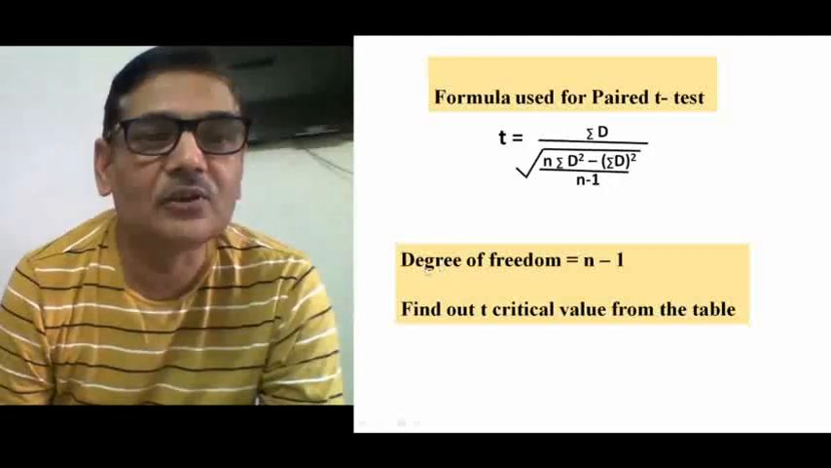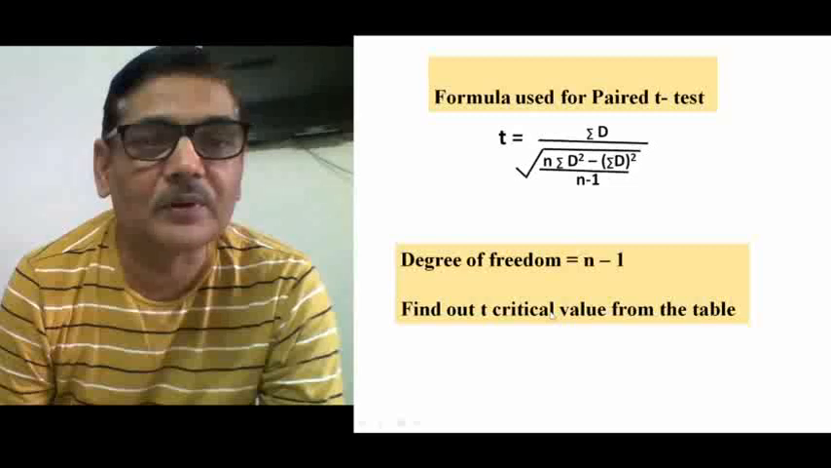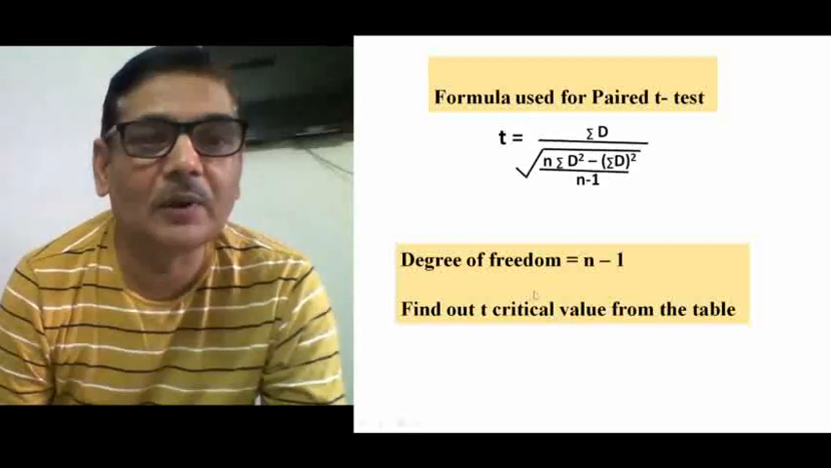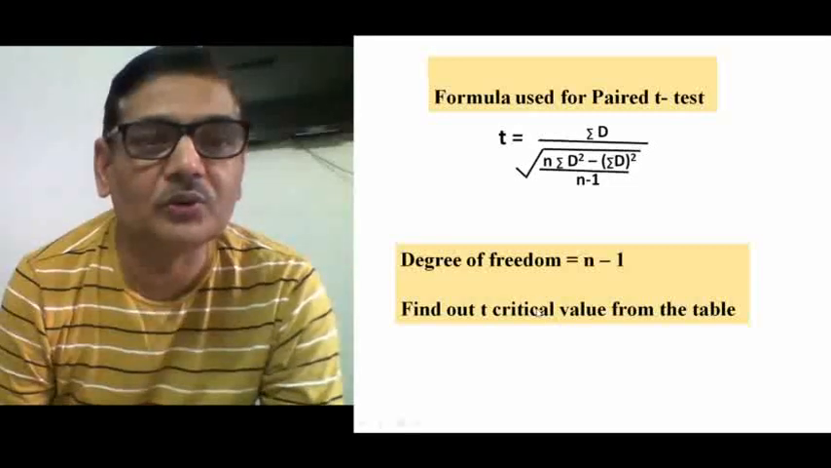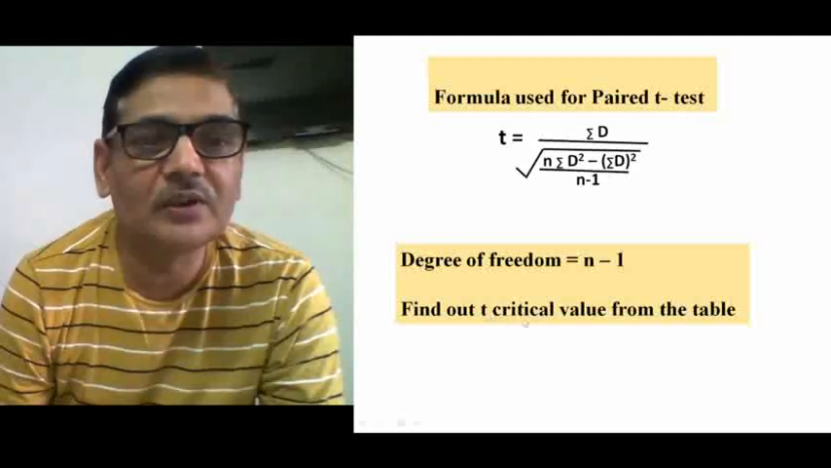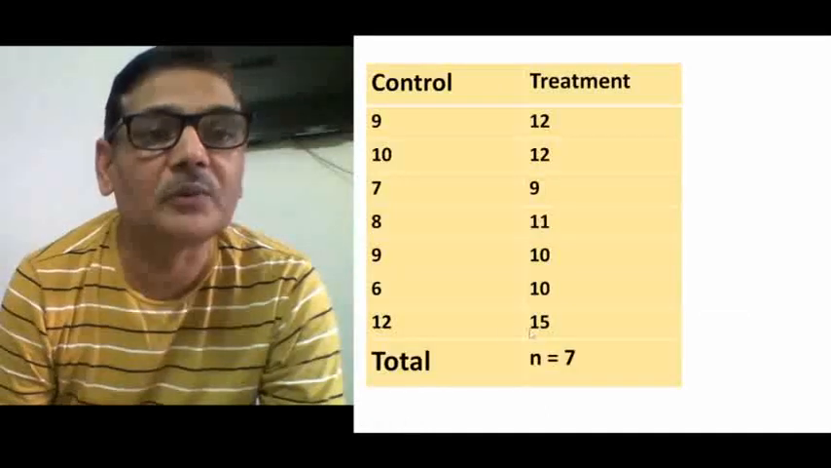And as I just told, degree of freedom will be n minus 1, and after that we shall need the t critical value at 5% level, or at the level at which we actually want to test our hypothesis. So this t critical means it is a stable value. Let us see how the calculation will be done in a specific case.